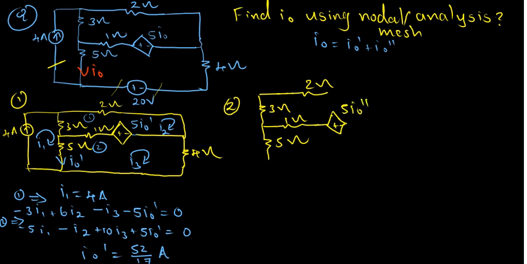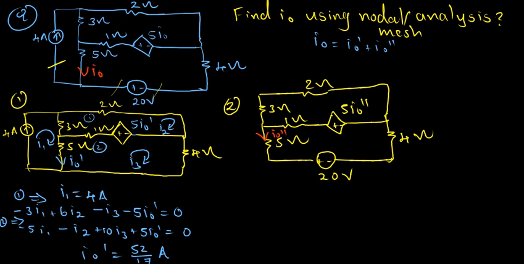We need to find I naught double dash. Here is the 20 volt source, and here there is a 4 ohm resistor. I'm using mesh analysis, starting here. I'm putting this I4 and here I5. Using KVL at mesh 5: 6 I4 minus I5 minus 5 I0 double dash is equal to 0.